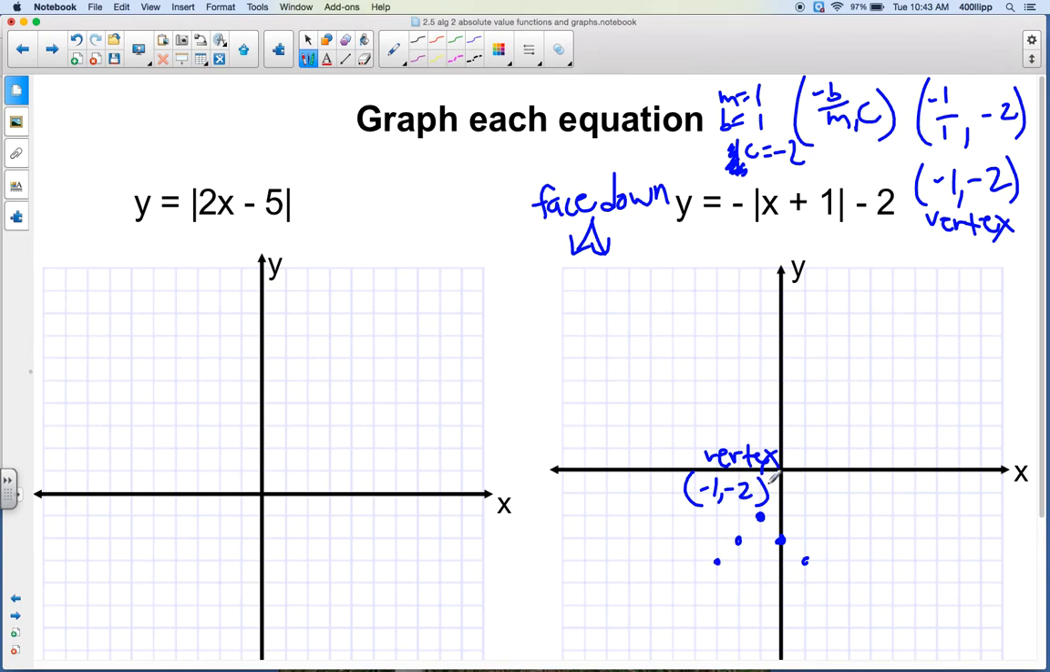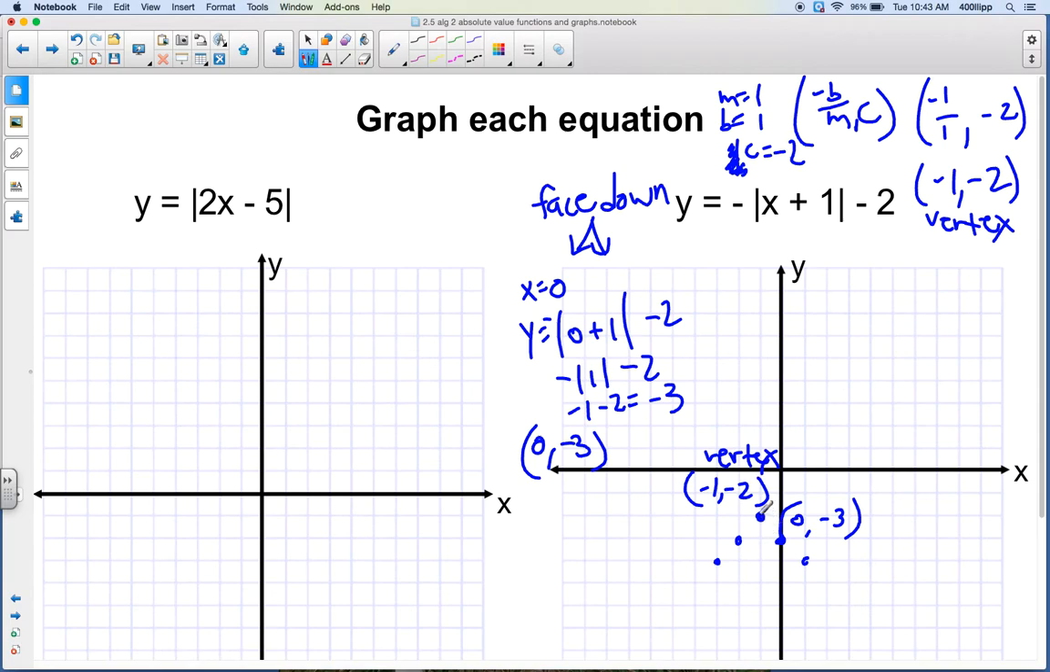Okay? And if we want, we can actually plug in an x value. So if I plug in my x to be 0 here, I should come out with a negative 3, because here's the point 0, negative 3, right? So let's see what happens there. I get y is equal to negative absolute value of 0 plus 1 minus 2. Negative absolute value of 1. So this is absolute value of 1 times a negative 1 is negative 1, minus 2 is a negative 3. So I get the point 0, negative 3, which is what we had before using the slope. Okay, sorry for my crooked lines, but those are straight lines, upside down V.